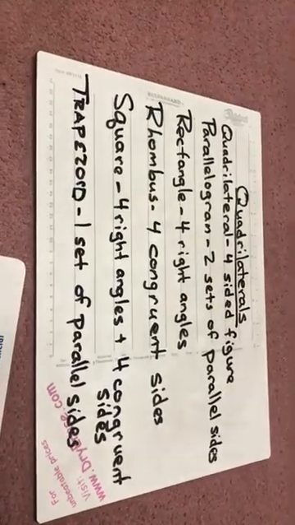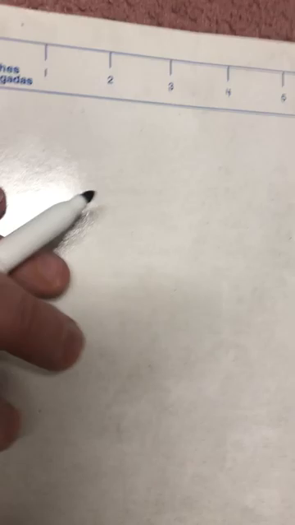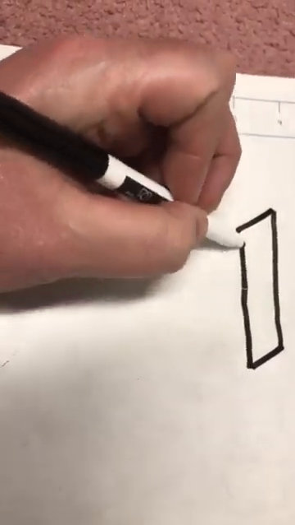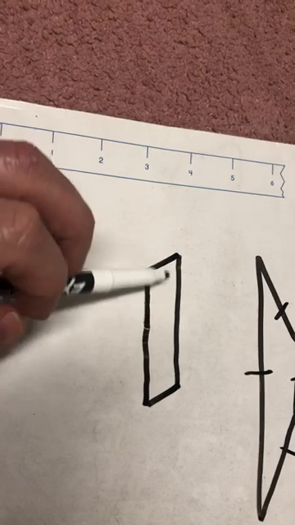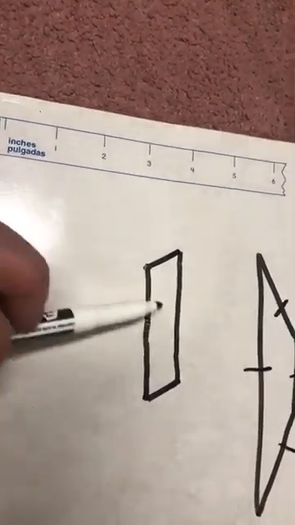We also have a parallelogram that has 2 sets of parallel sides. Now, a general parallelogram would typically look something like this. You get your top, your left, your right, and then the bottom. Where the left and the right are parallel, the top and the bottom are parallel. So that is considered a parallelogram.